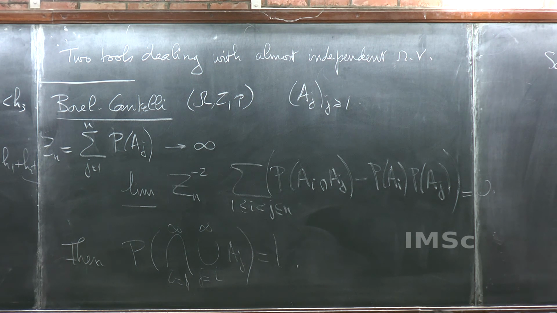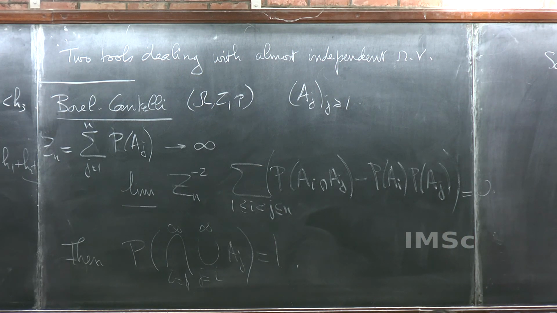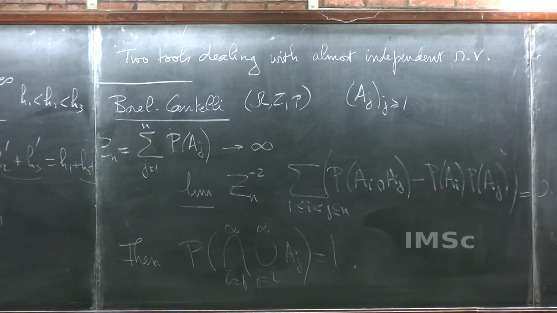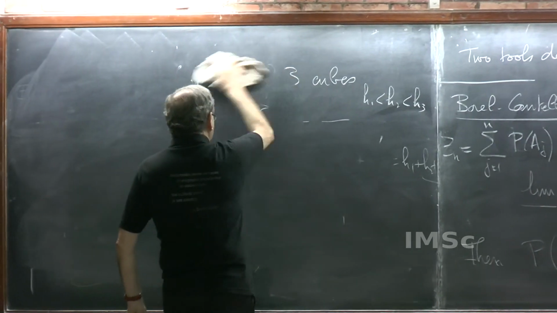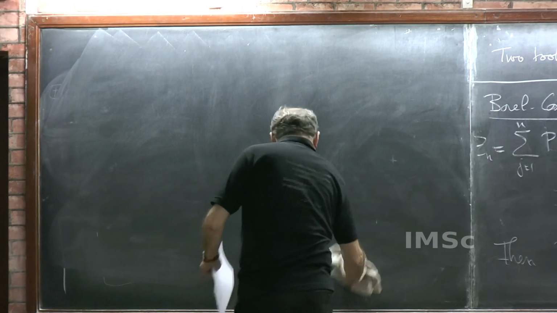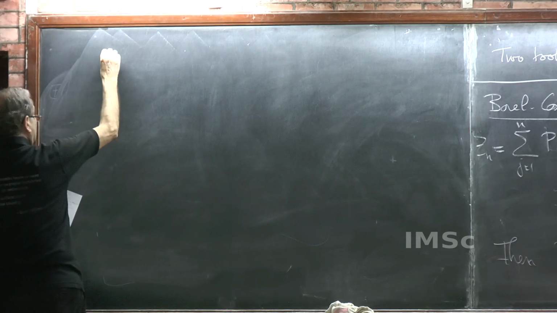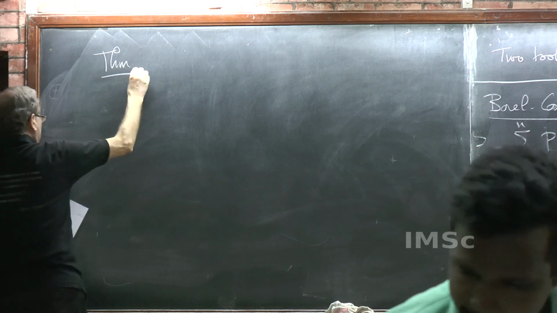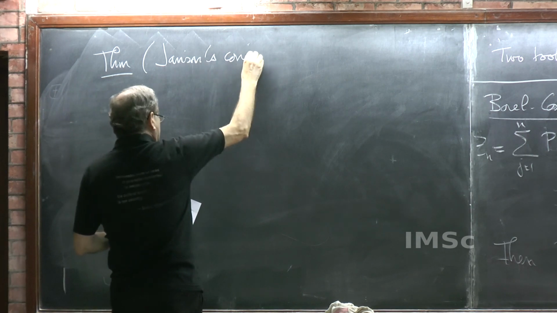Okay, and maybe the tool which makes life very easy, that was not available at the time of Erdős and Rényi, is Janson's inequality. And again, you will see some flavor of something similar. So let us say this is the other tool, which is called this time Janson's correlation inequality.